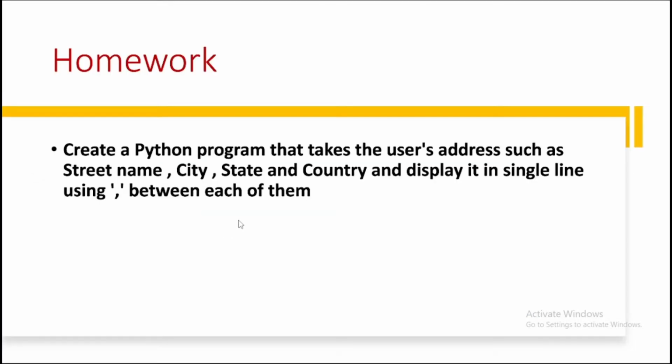Homework that I'm giving is you have to create a program that takes the user's address such as street name, city, state and country and display it in a single line. There should be a comma between each of these as displayed here, but it should be from the user's input.